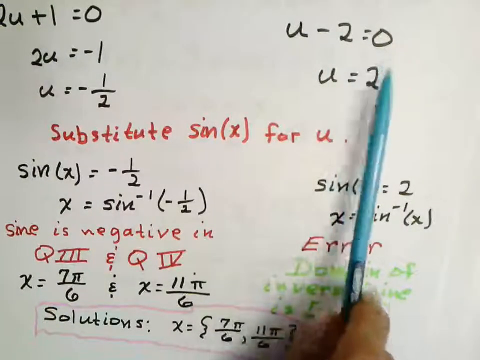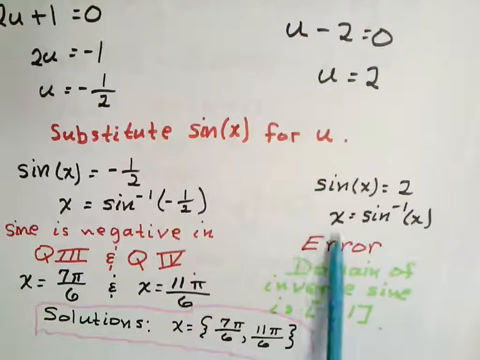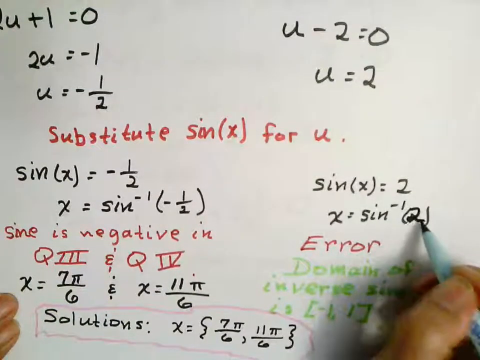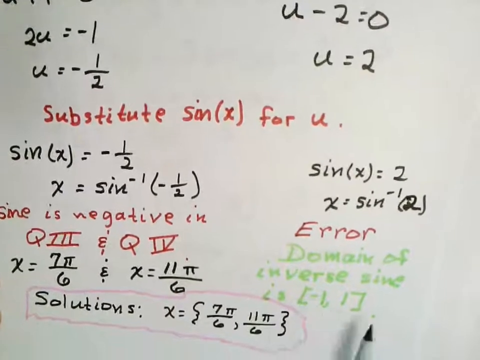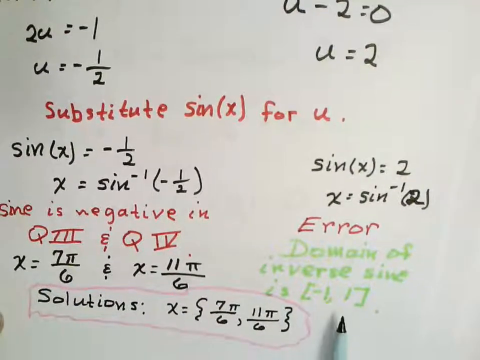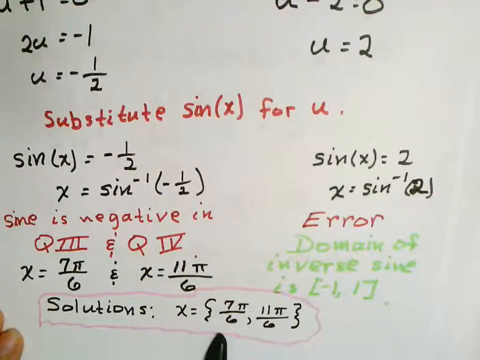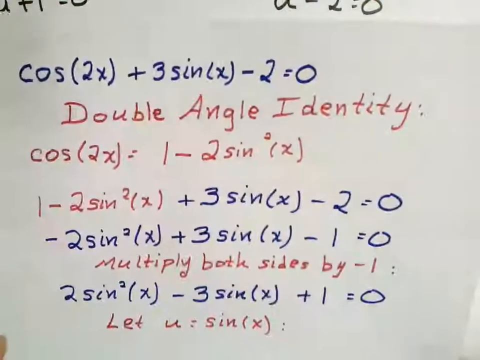But remember, we also had this equation, u equals 2. We substitute the sine of x for u. So x equals the inverse sine of 2, and I should have put a 2 here. So let's put a 2 here now. Then when we put this into our graphing calculator, we get an error because remember the domain for inverse sine is from negative 1 to 1 inclusive. So our answer for this particular equation will be x equals 7 pi over 6 and 11 pi over 6. Let's look at a second example.